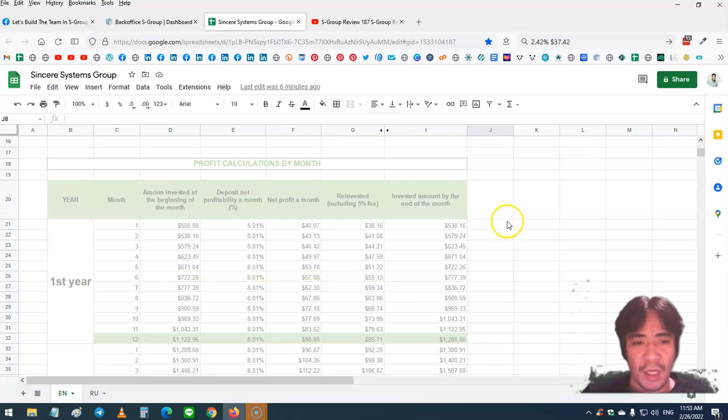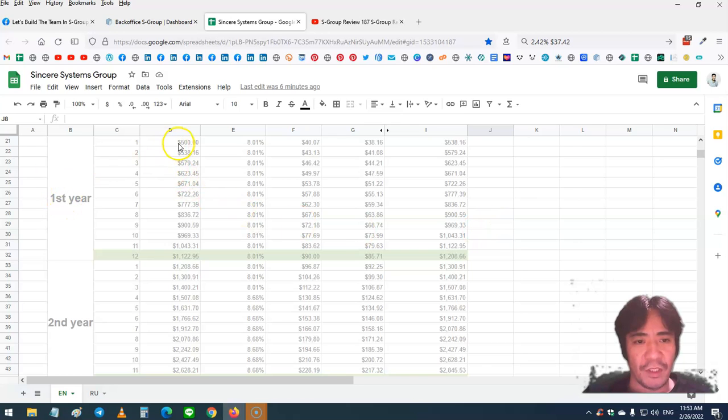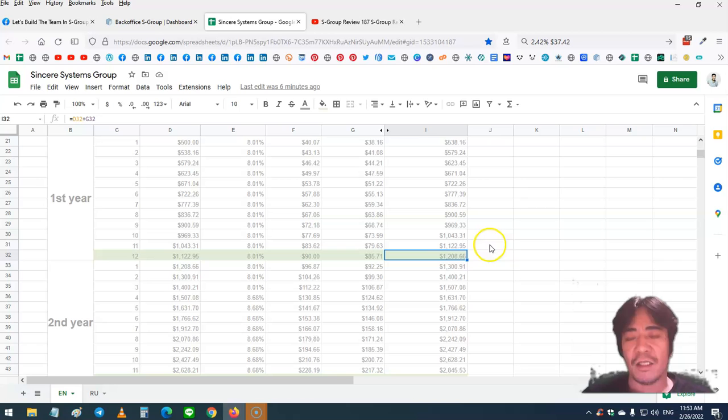As you can see here, the first year starts with $500. In this calculator, you compound 100%, which means you don't withdraw any money. You just keep putting the earnings back into the system. After 1 year of compounding every single earning back into the system, you're going to make $1,208. This is going to be the capital, and you can withdraw this money if you want to. You put in $500, so you make more than double in 1 year.